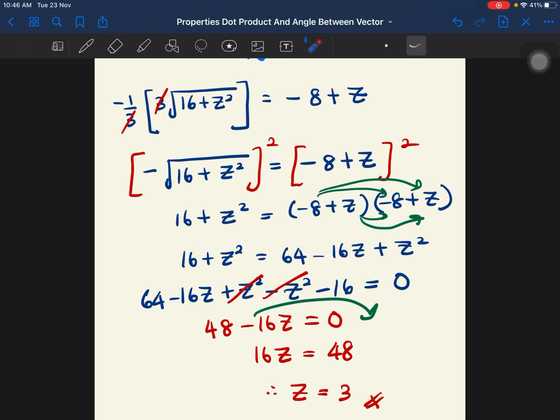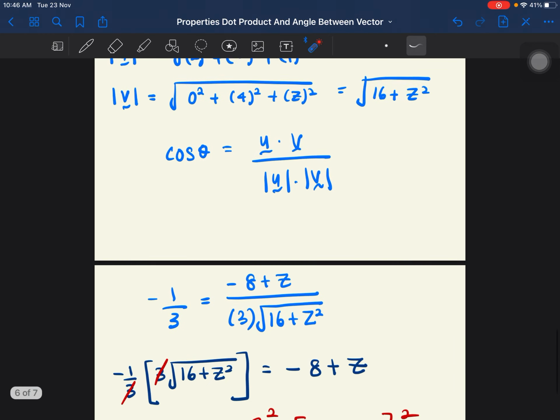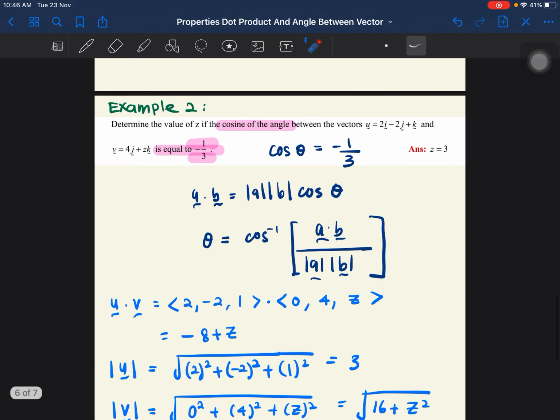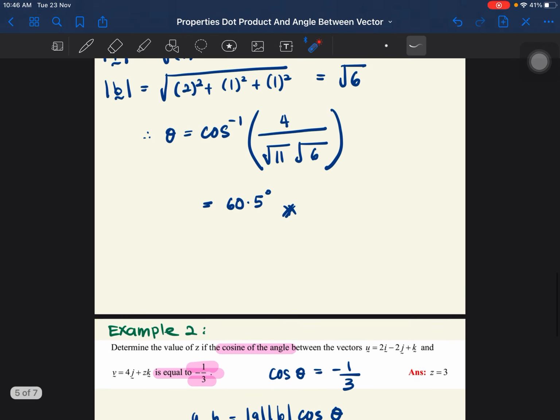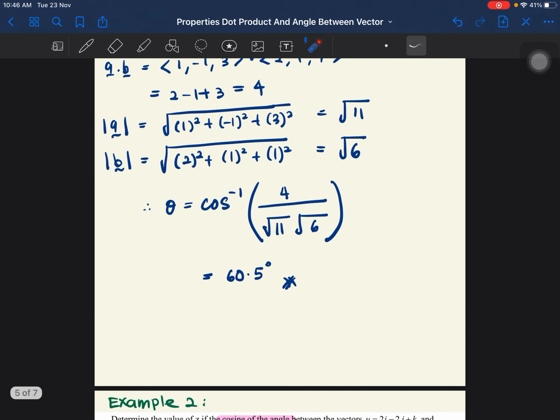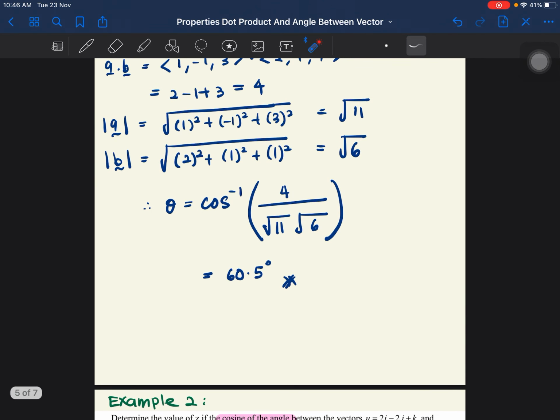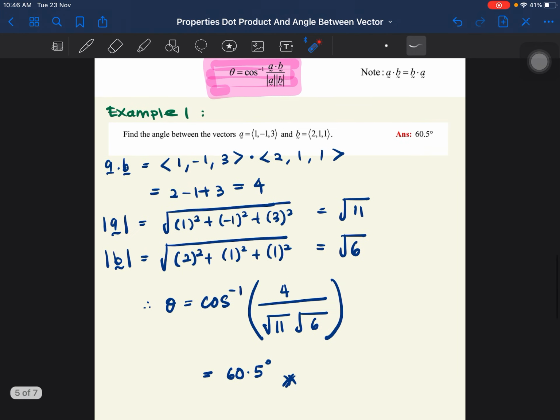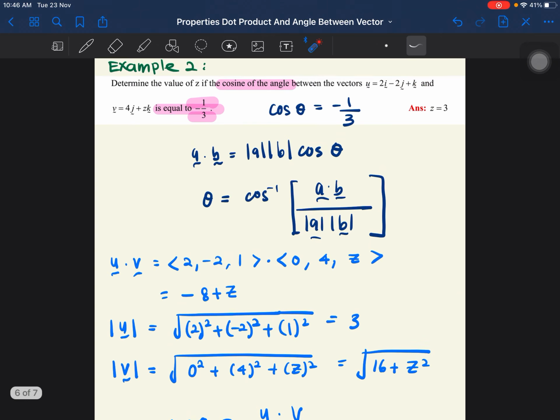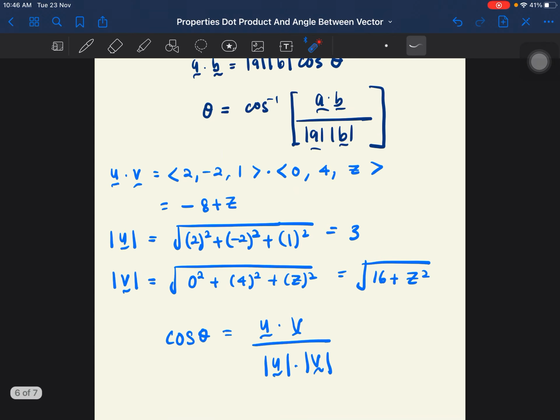Okay, so that is the difference between the first and the second example. The first example is very straightforward because you are given two vectors and you need to apply the dot product properties so that you can find the angle between the vectors. But for the second example here, the cos theta is given to you, but you are asked to find the value of the unknown. So this is basically a reverse process.